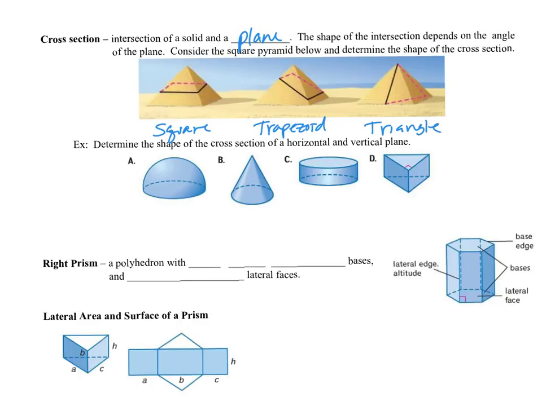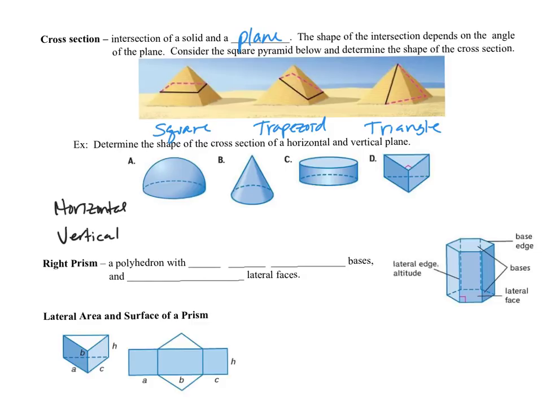Triangle. Okay, so in this next example, it says determine the shape of the cross section of a horizontal and a vertical plane. So let's make a little table here. Write down the word horizontal and then write down the word vertical, and we're going to determine what would be the shape of, let's see, oops, that's not how you spell vertical. Let me fix that.